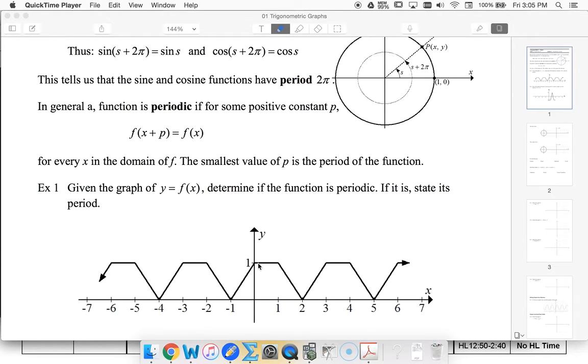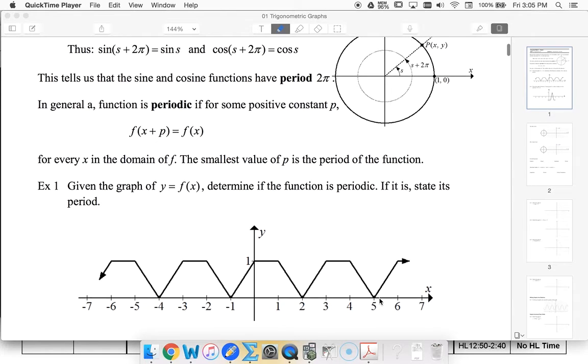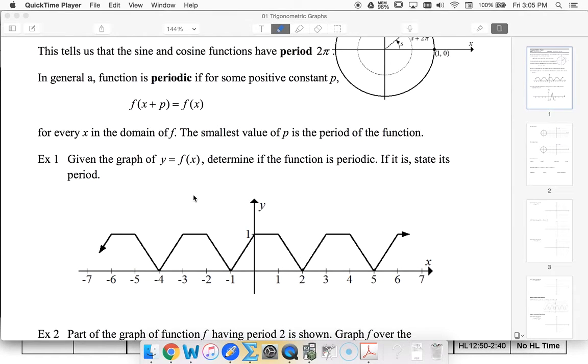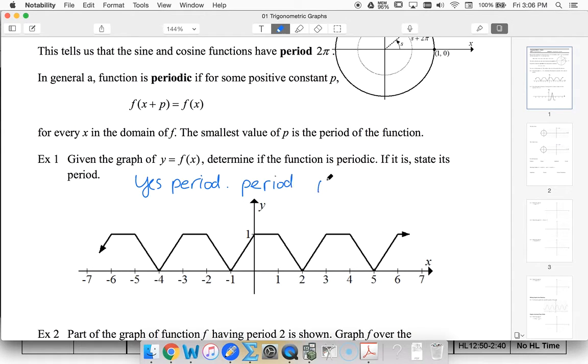So what I see is the same shape appears to be repeating over and over again. And I want to look for the distance between repeats. So I can see that I have zeros at -1, 2, 5. So I'm coming back to a 0 every 3 units. So in this case, this first function, yes, it's periodic. And the period is 3. So that means when I go 3 units, I've completed a full cycle.